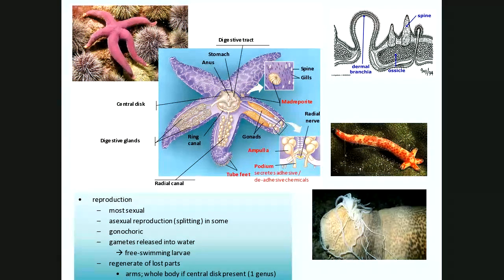So they can actually not only use suction, but also stick to something, and then they can use a chemical to actually unstick themselves. These are mostly sexual reproducers, although they can engage in asexual reproduction. They can actually regenerate lost parts, like you see that starfish over here.